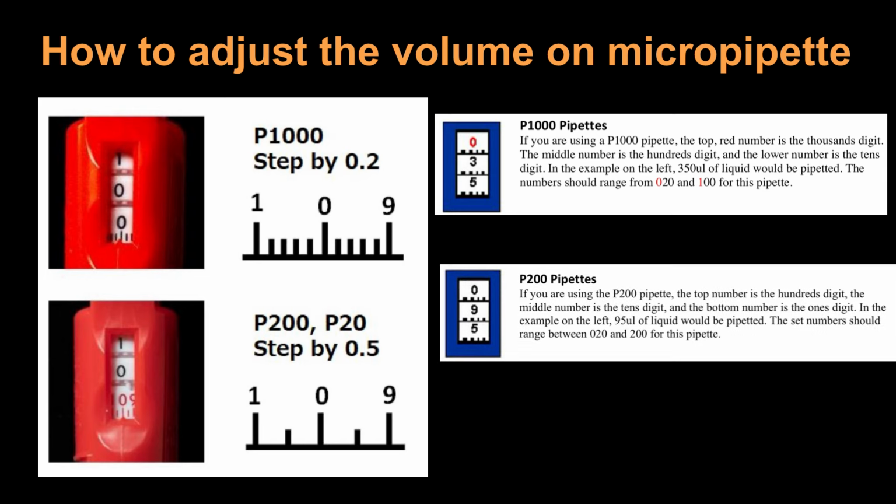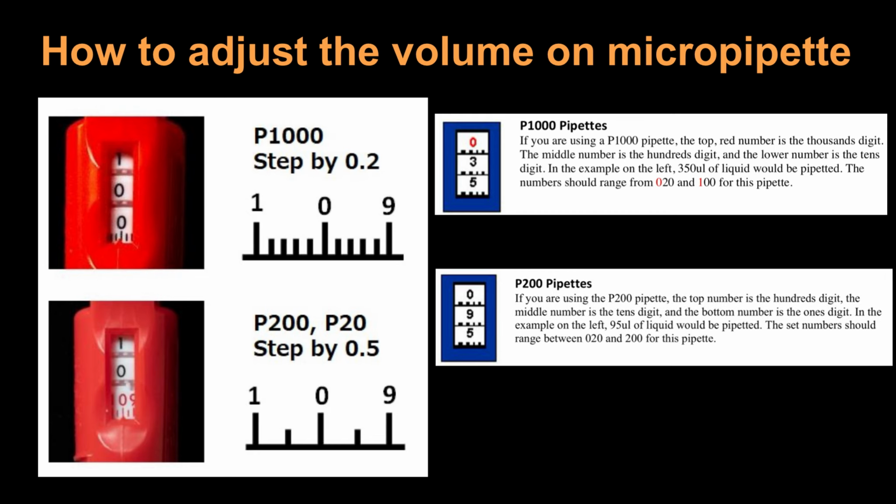Now let's imagine that this dial stands for the micropipette P200. Again, take a look at this picture. If you are using the P200 pipette, the top number is the hundreds digit. So this is going to be in the 100 digits. The middle number is the tens digit. And the bottom number is the ones digit. In the example on the left, 95 microliters of liquid would be pipetted.